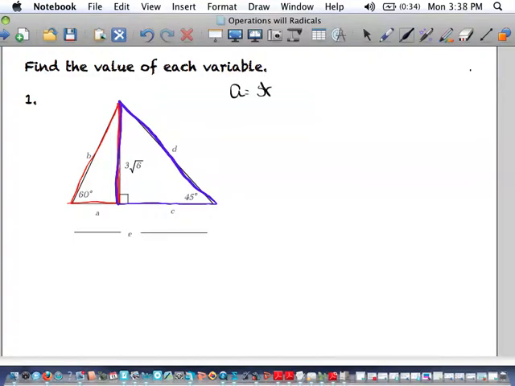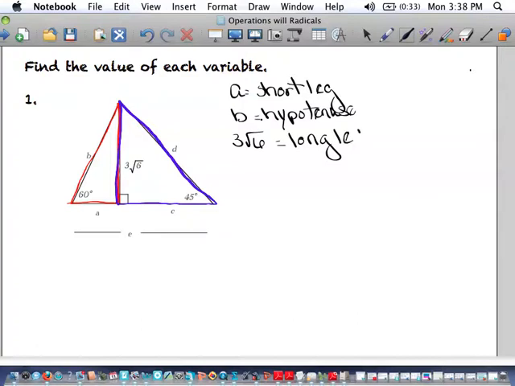is the short leg, B is the hypotenuse, and 3 square root of 6 is the long leg. So I've identified the legs. I know the relationship. The long leg, 3 square root of 6, is equal to the short leg A times the square root of 3.